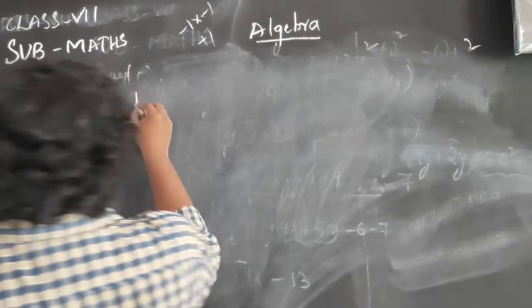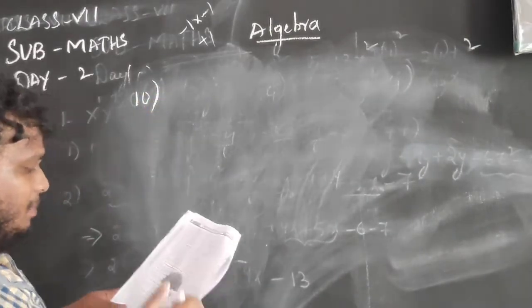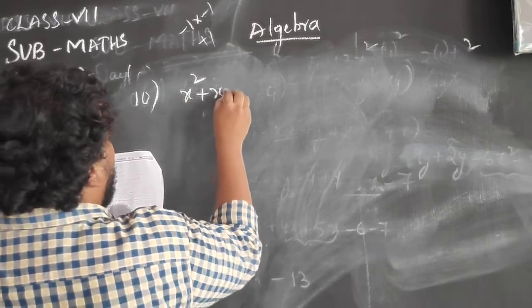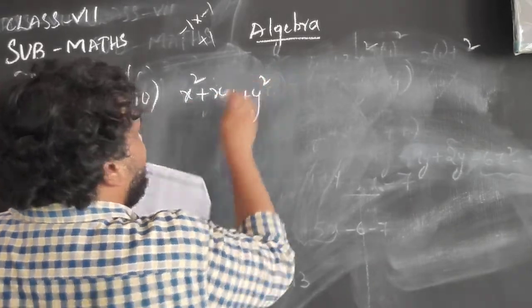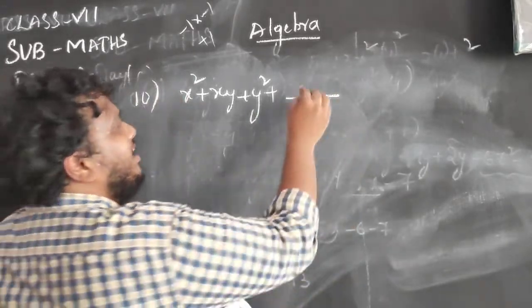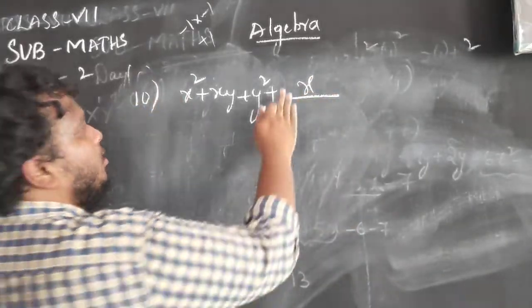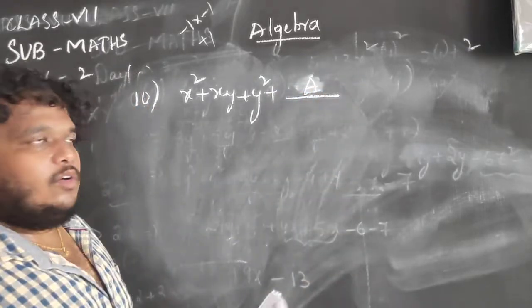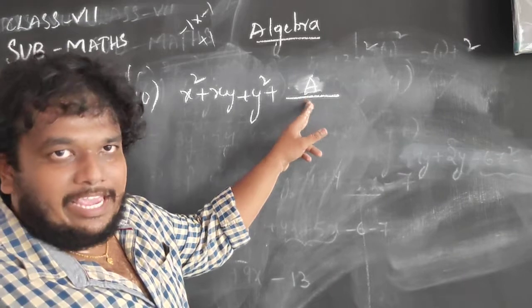See, 10th question. What should be added to x square plus xy plus y square? So for this, what do I have to add? I don't know what I have to add here. Let me take it as x here. No, it will be confusing. Let me take a here. So I want to find this a expression.